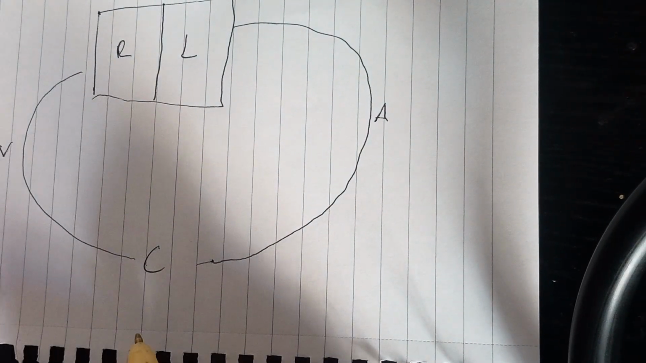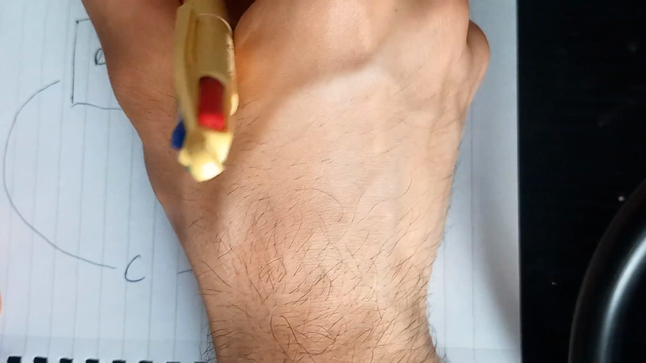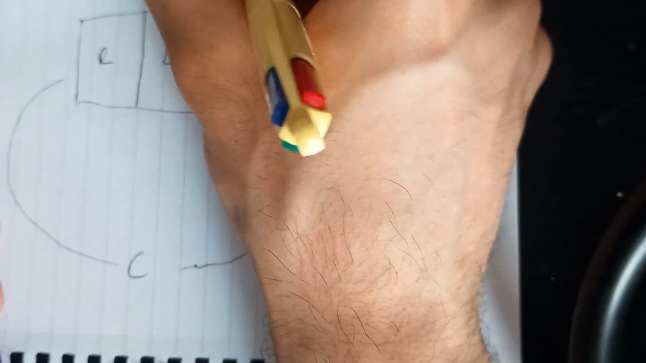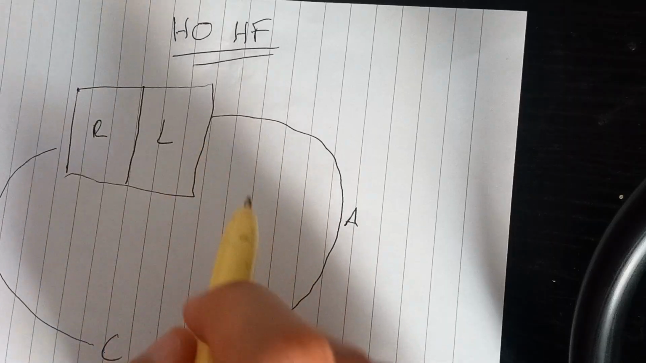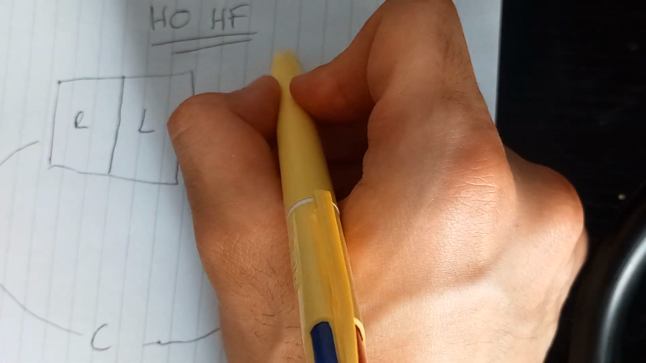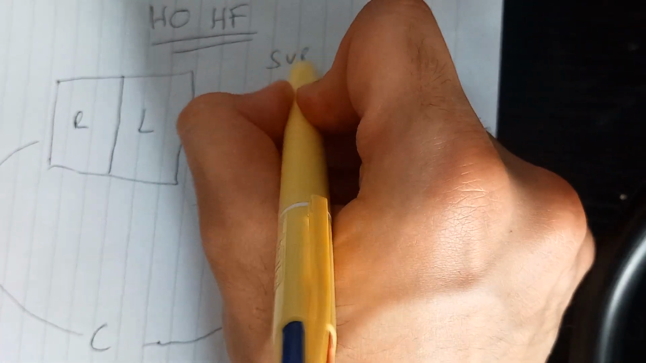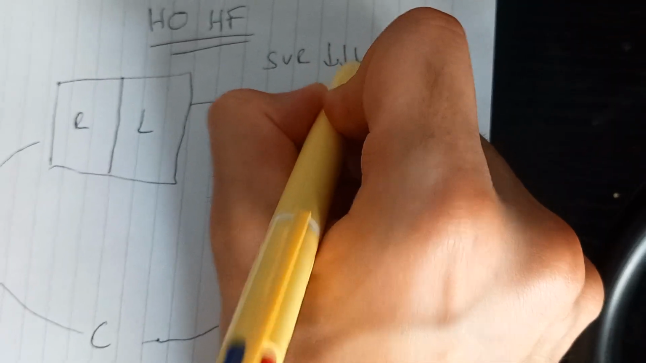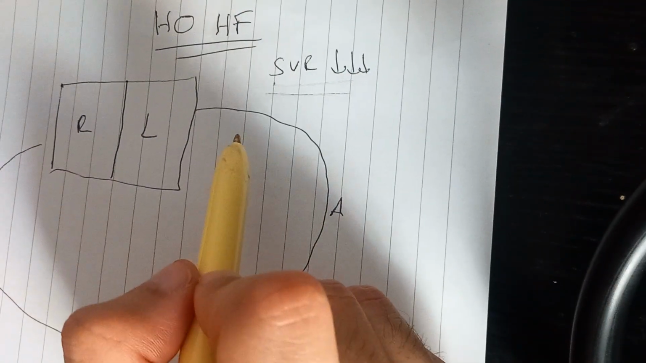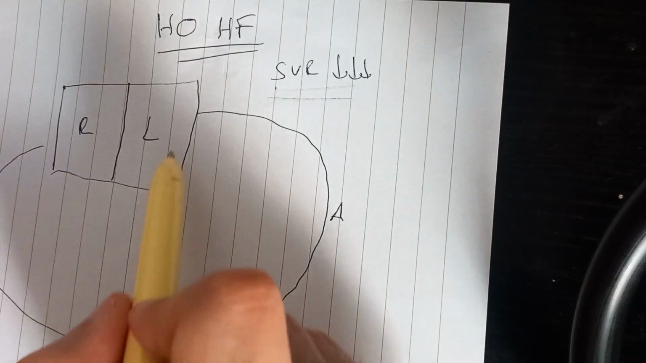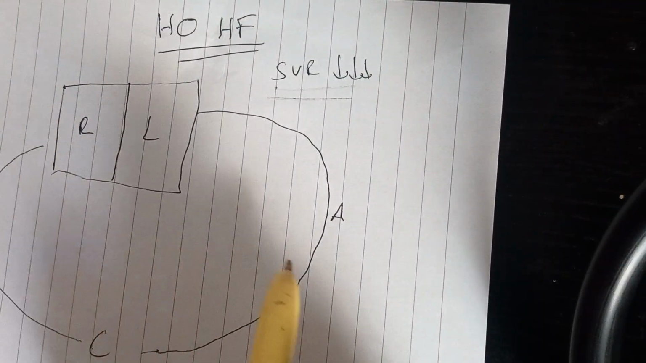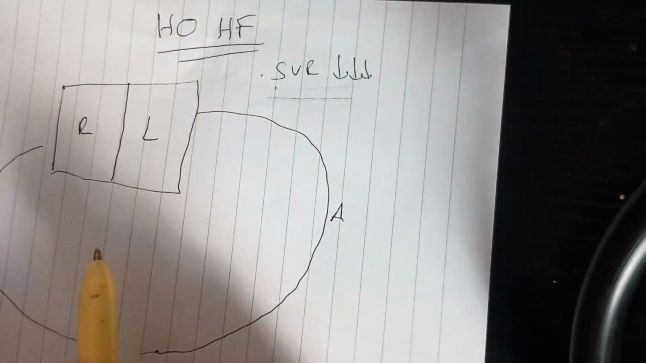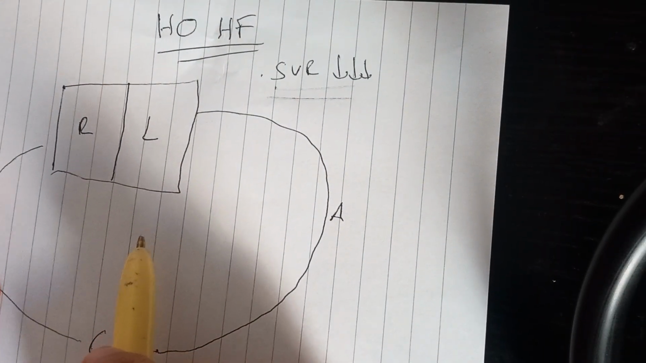So high output heart failure, we'll just call it HO HF. High output heart failure is primarily a problem with the systemic vascular resistance being too low. And all that means is how much resistance the blood has to encounter when it flows through the arterial system. And what disease states can cause a reduced systemic vascular resistance?